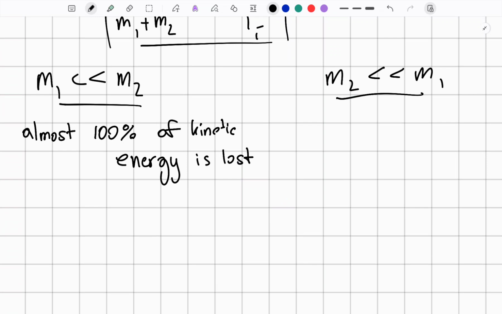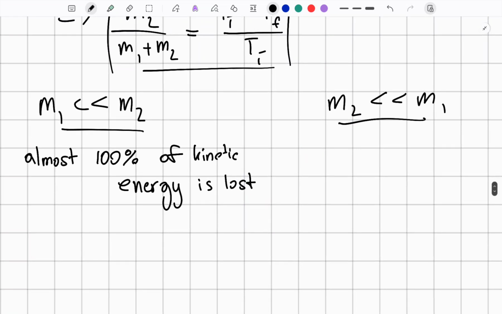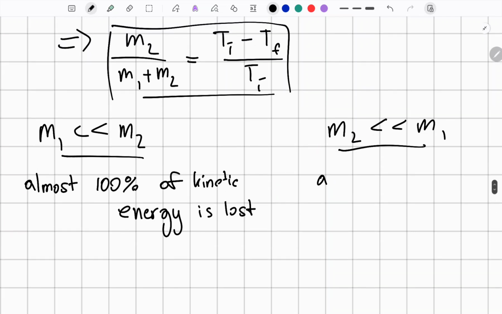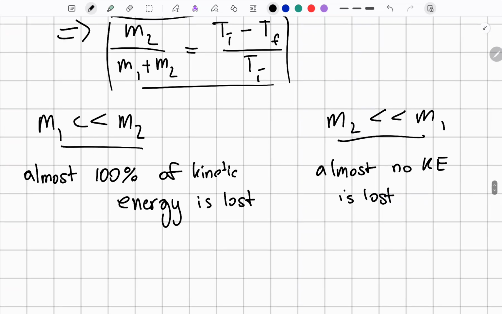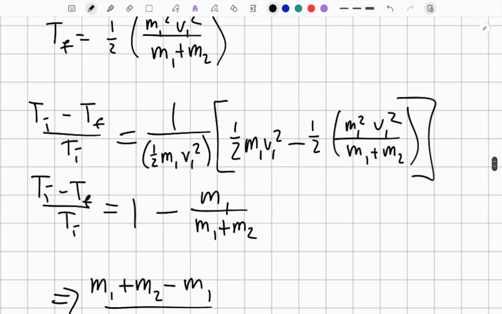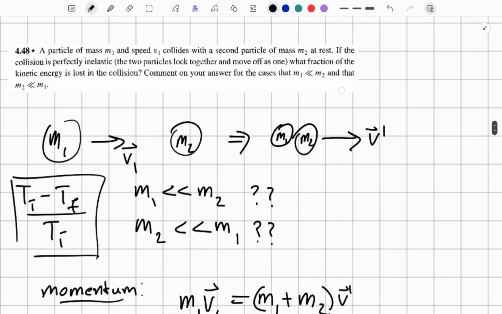Now, when mass 2 is much less than mass 1, so you're throwing a bigger object at a smaller object, almost none of the kinetic energy is lost. You can see this is going to be a very small numerator. That's not really going to have an impact on the denominator. Large denominator, small numerator, small percentage. Almost no kinetic energy is lost if you are throwing a big object at a small one, by mass, of course. So we've answered the question, and I hope that gives you a better understanding.